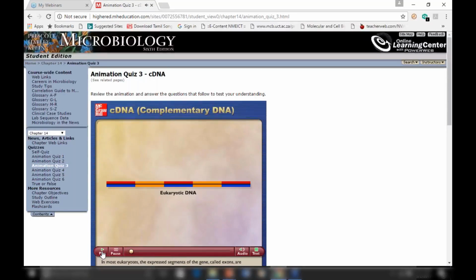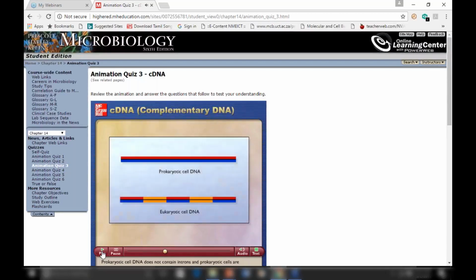In most eukaryotes, the expressed segments of the gene, called exons, are separated by intervening sequences of nucleotides called introns. The exons and introns are transcribed by RNA polymerase, generating precursor messenger RNA. The introns are then excised from the precursor messenger RNA, and the exons linked together to form the mature messenger RNA. Prokaryotic cell DNA does not contain introns, and prokaryotic cells are therefore unable to remove the introns from eukaryotic DNA and make functional messenger RNA.